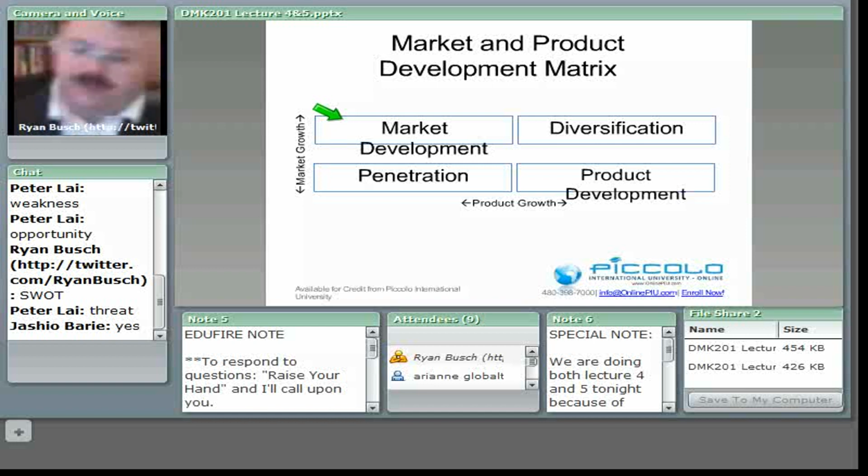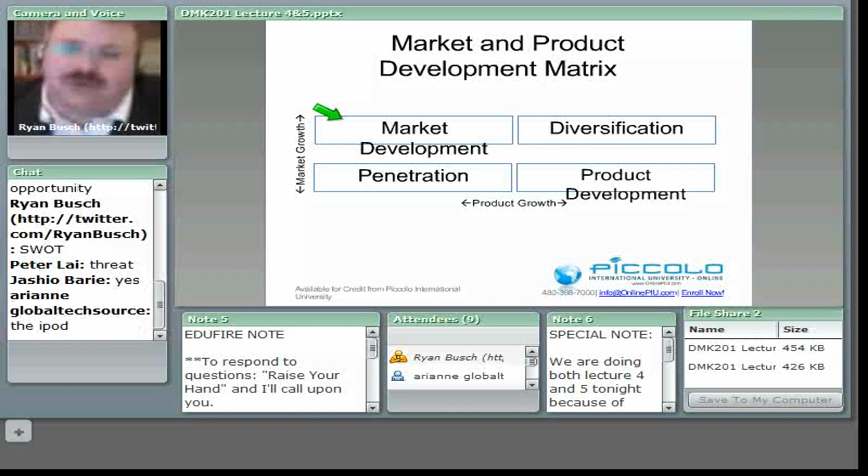Let me use maybe an example of a product that a lot of people don't really like, but let's see, the iPod. Okay, let's use that one for example. Ariane, when you mention the iPod, give me an example of how the iPod would be selling more iPods into existing iPod markets.